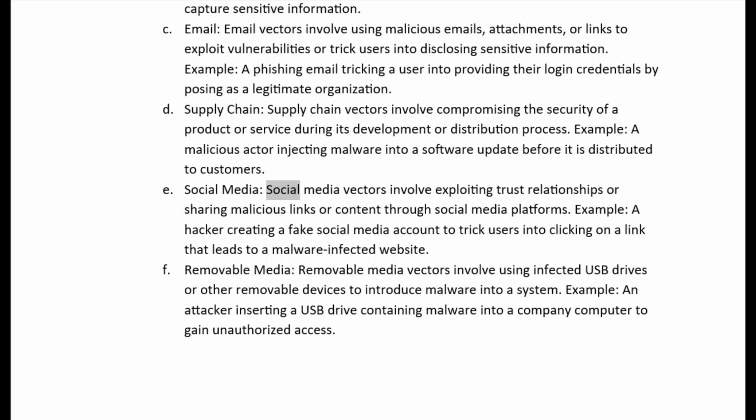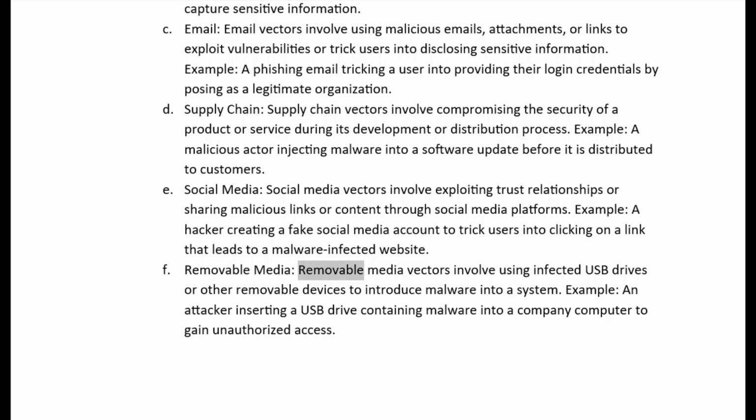Social media vectors involve exploiting trust relationships or sharing malicious links or content through social media platforms. Example: a hacker creating a fake social media account to trick users into clicking on a link that leads to a malware-infected website.